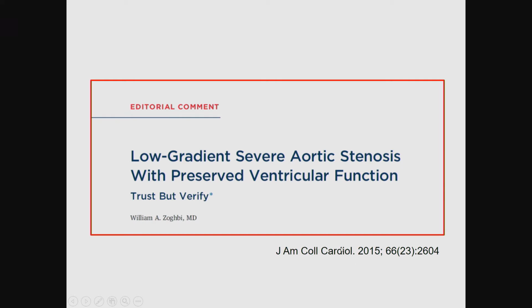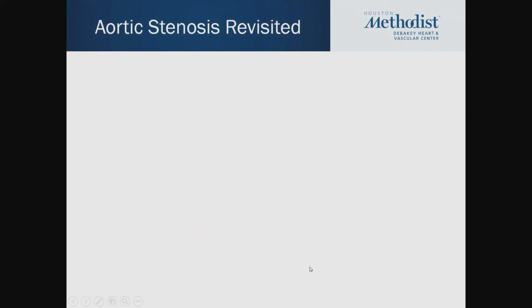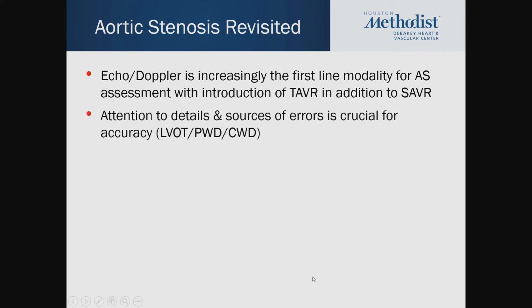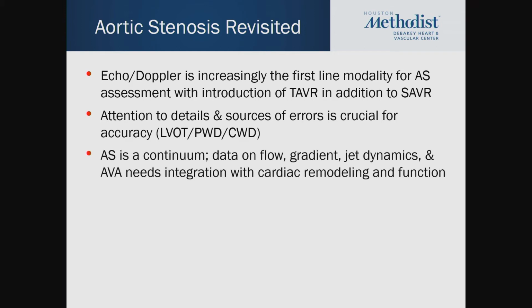You can take a look at this, an editorial I wrote, trust but verify, that one. This is very important, right? Because otherwise, people are depending on you as an echocardiographer or an imager to make that diagnosis. So, in summary, echo is increasingly important as a first-line modality for aortic stenosis assessment, particularly nowadays with catheter-based procedures. Attention to details, for those of you going to the echo labs, or even CT labs or MRI. This is very important for you to understand, in addition to the hemodynamics.